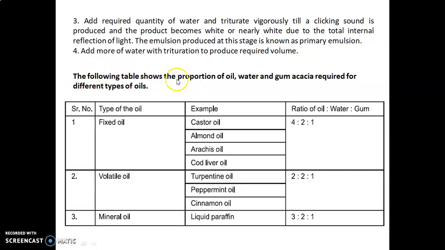The following table shows the proportion of oil, water, and gum acacia required for different types of oils. Serial number, type of oil, example, ratio of oil to water to gum. First, fixed oil, for example castor oil, almond oil, arachis oil, cod liver oil. The ratio of oil to water to gum is 4:2:1. Second, volatile oil, that is turpentine oil, peppermint oil, and cinnamon oil. The ratio of oil to water to gum is 2:2:1. Third, mineral oil, liquid paraffin. The ratio of oil to water to gum is 3:2:1.